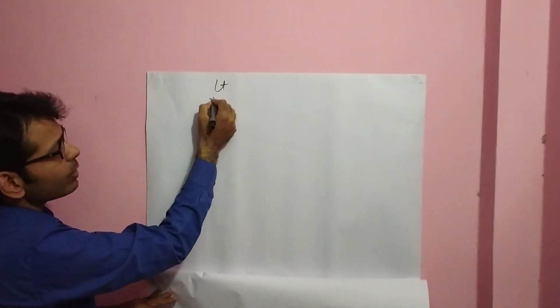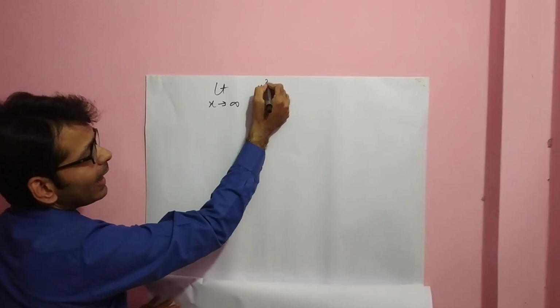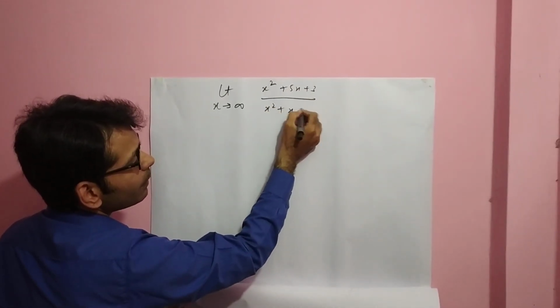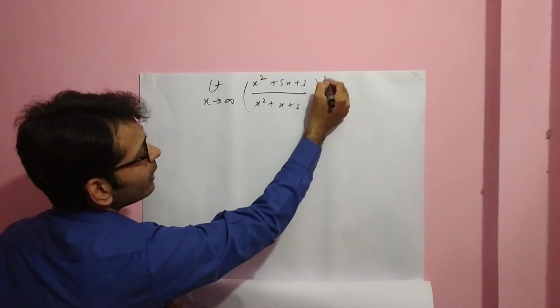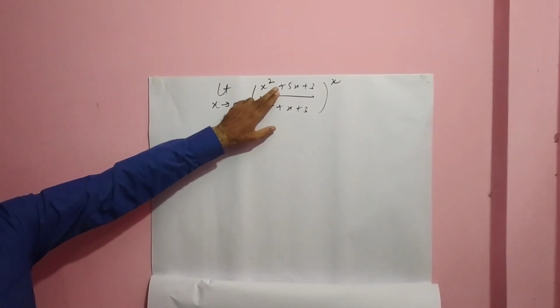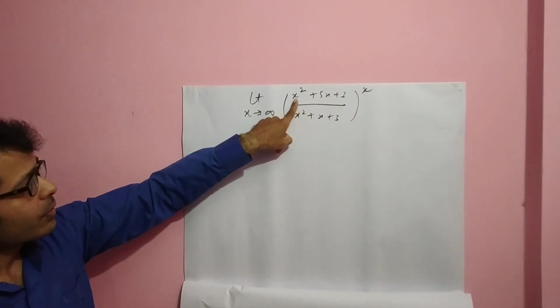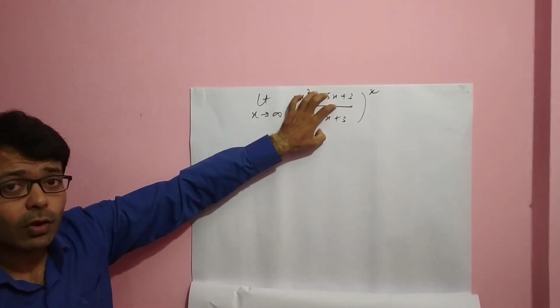So say we have this question, limit x tending to infinity, (x square plus 5x plus 3 divided by x square plus x plus 3) whole to the power x. Now this is infinity by infinity form, to the power infinity, infinity to the infinity. So this is infinity by infinity. We know how to solve this.